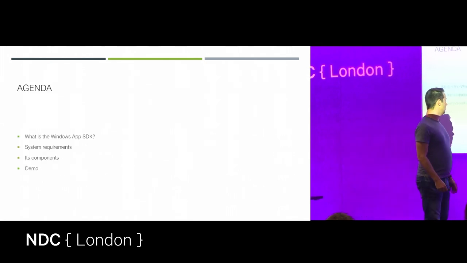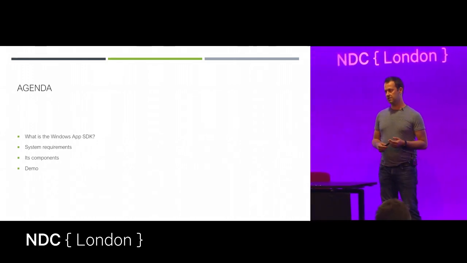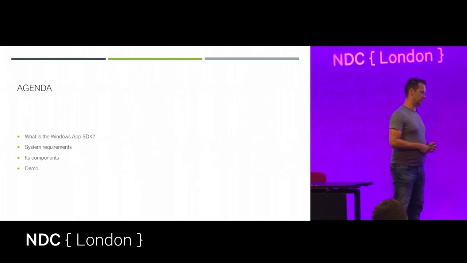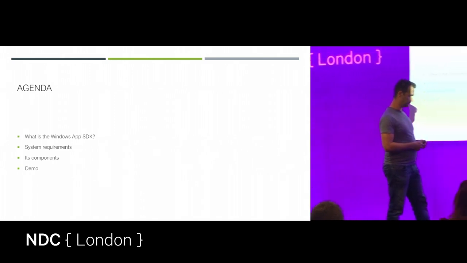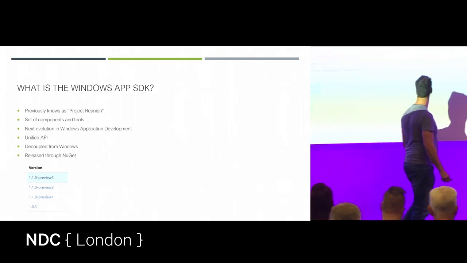What are we doing today? We're going to have a look at the Windows App SDK. What's in there? What is it? What it's all about? The different components, and then of course we'll dive into demos as soon as possible. But we cannot do that before we have a look at what's in there.